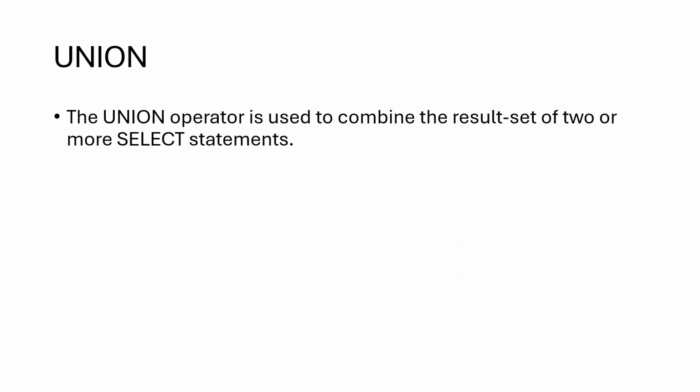Now let's talk about union. Union is an operator that is used to combine the result set of two or more select statements. What this really means is that you take one table A and you take the other table B, you just add those two tables, and that is what your output is.